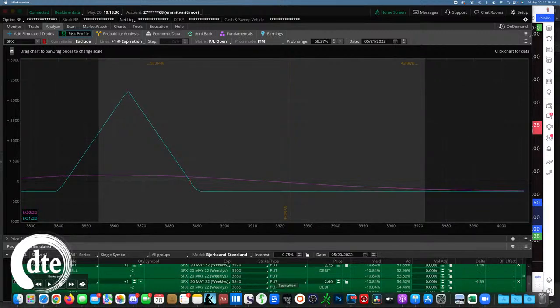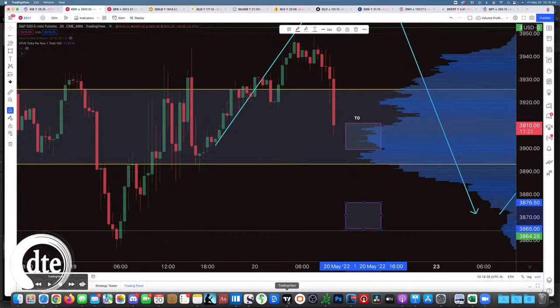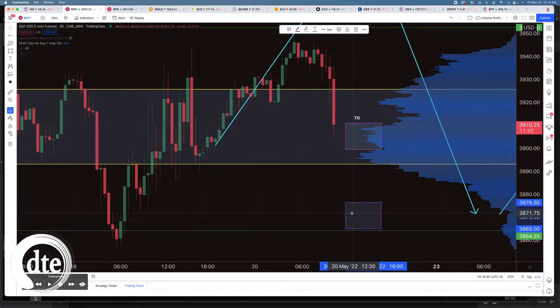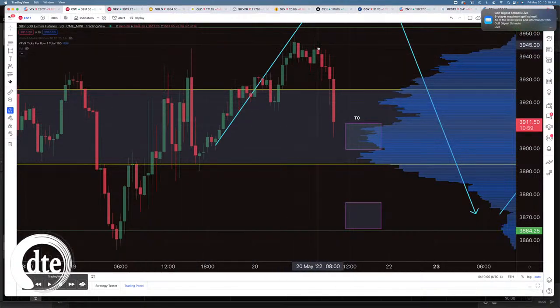So if we were to take a look at our situation here, we're saying that there's a much higher likelihood that we're going to end up between these two boxes than we are to come all the way back up to this LVN way up here. Now, does that mean it can't happen? No. But I think that already the market has sort of given its direction.